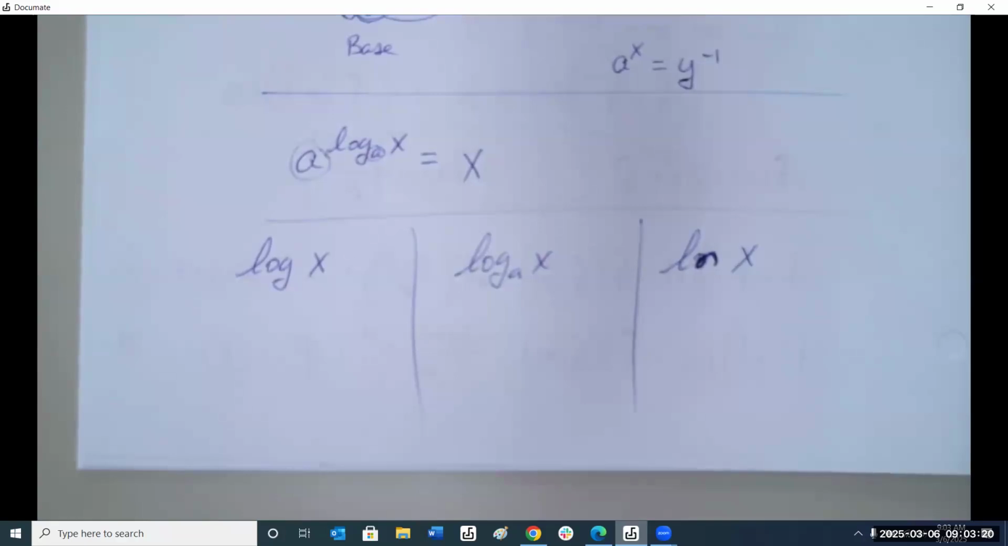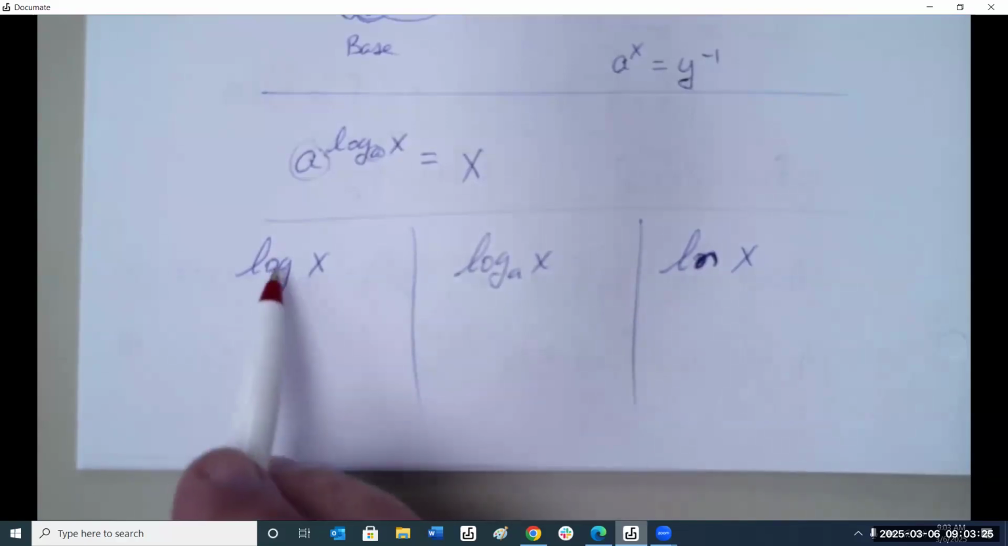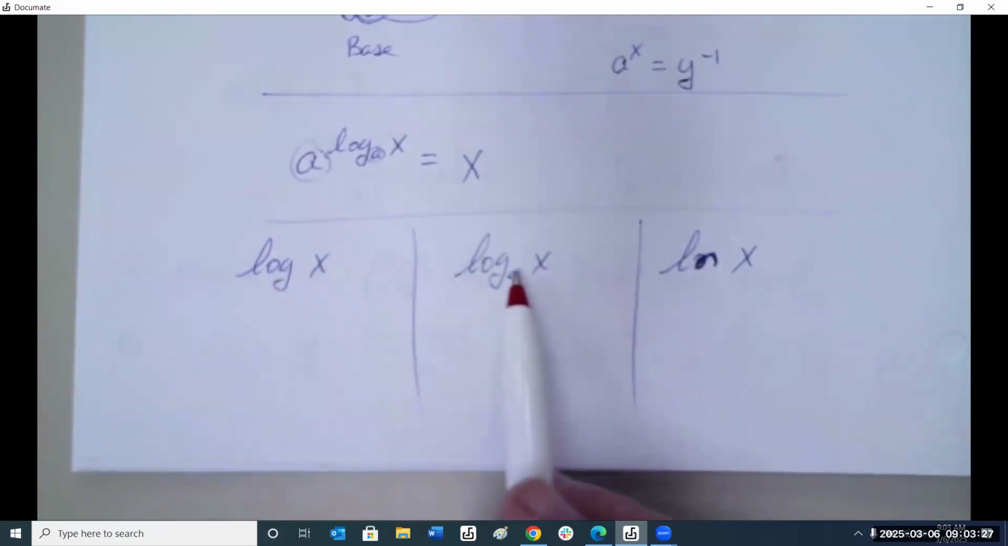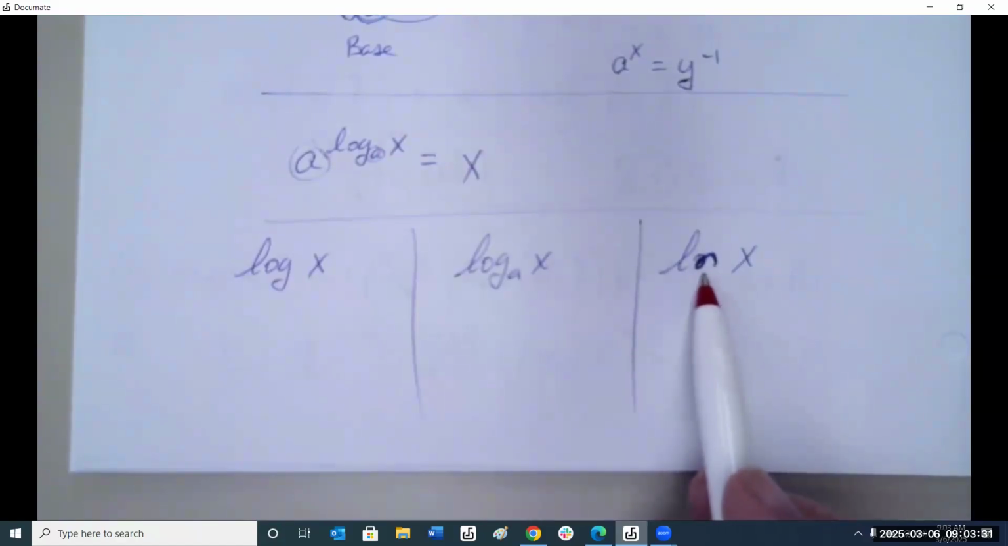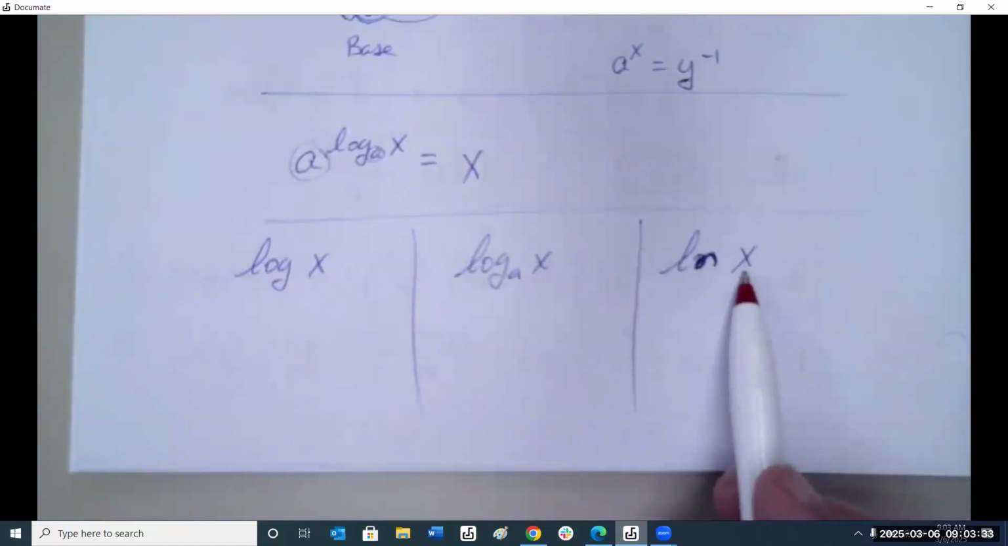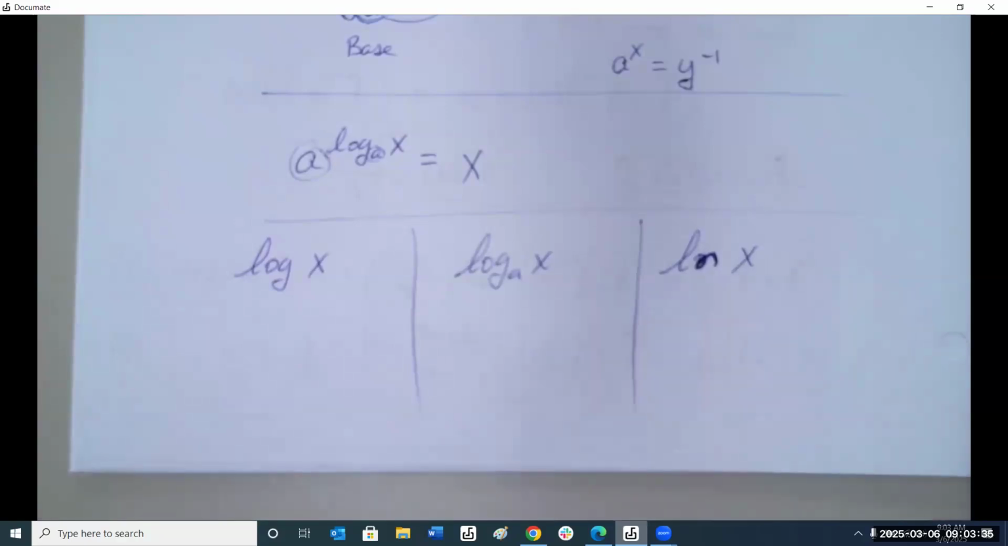Three different scenarios, possibilities we can have here. Log of x, log base a of x, or what's this one called? Natural log, ln x. What makes these things what they are? What makes them that way is their base.